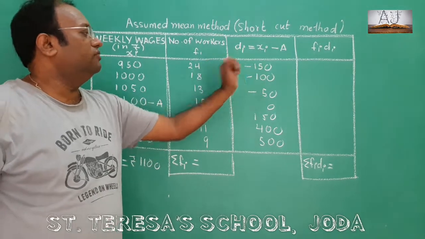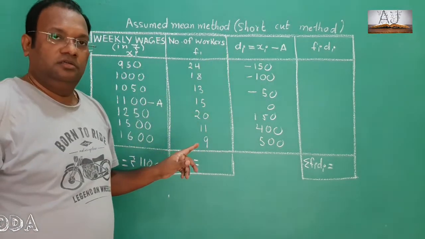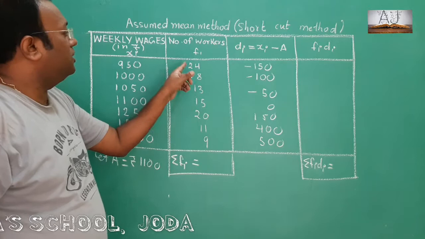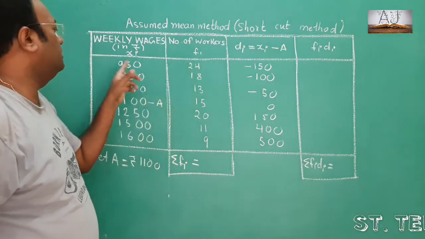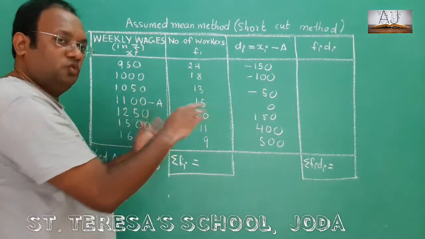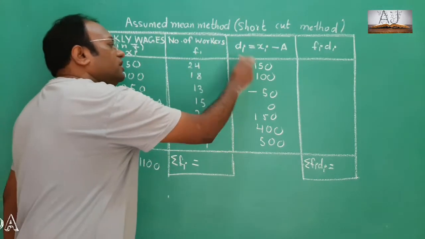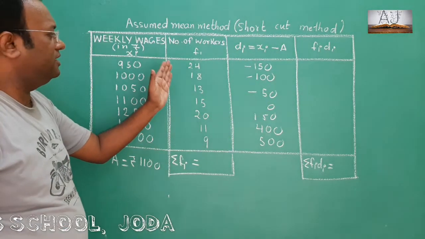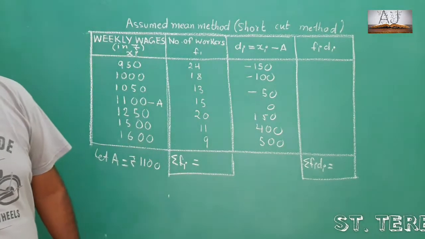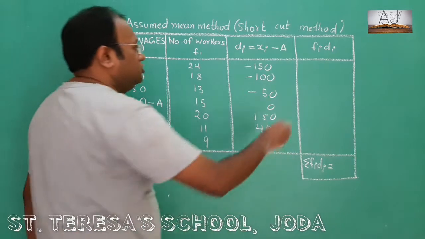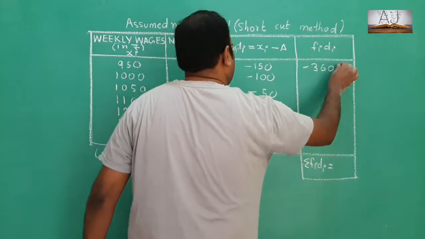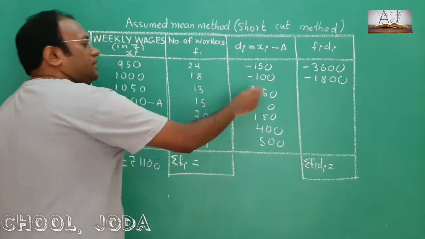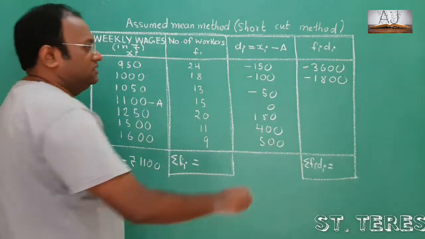Now, this deviation of minus 150 is only for one person's wage. There are 24 workers who have 950 wages. So what is the total deviation? 24 into minus 150. That's why we find FiDi. Let us multiply and find FiDi. 24 into minus 150 comes minus 3600. 18 into minus 100, so minus 1800. 13 into minus 50, so it comes minus 650.